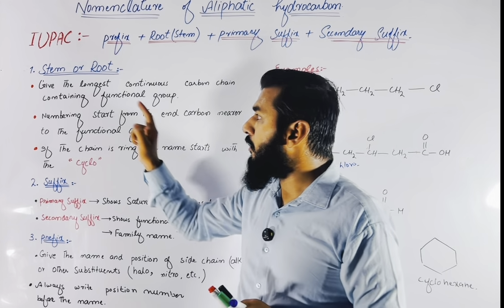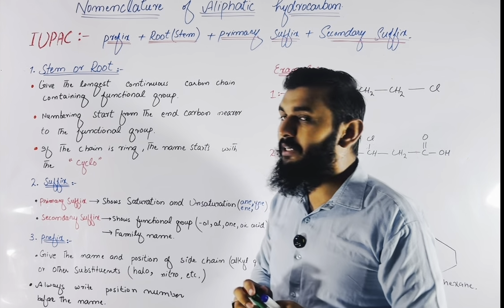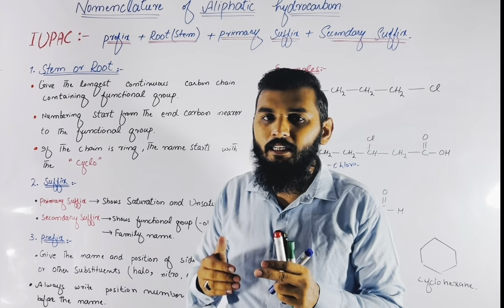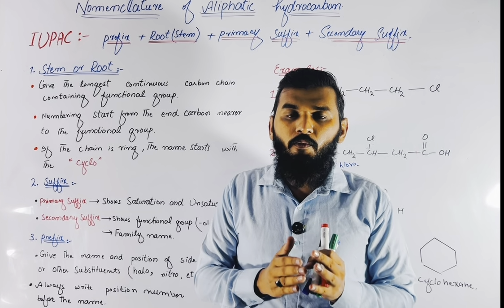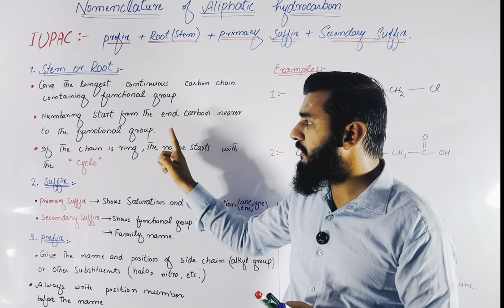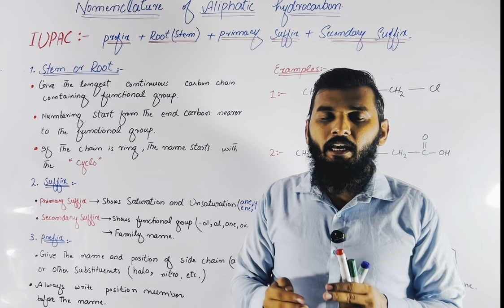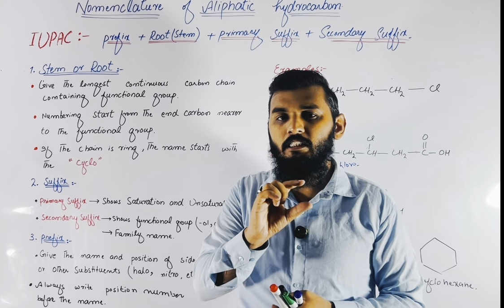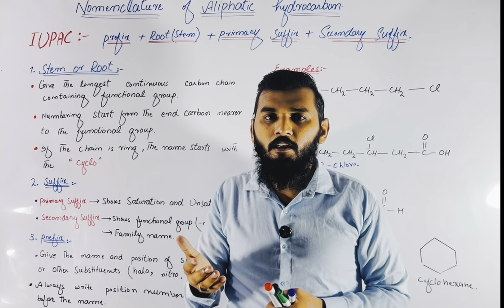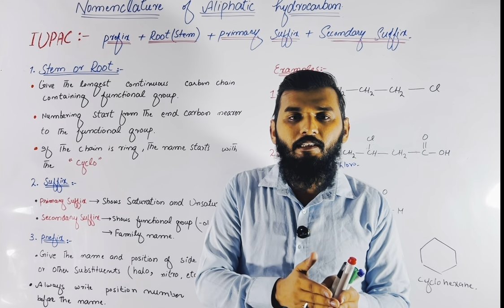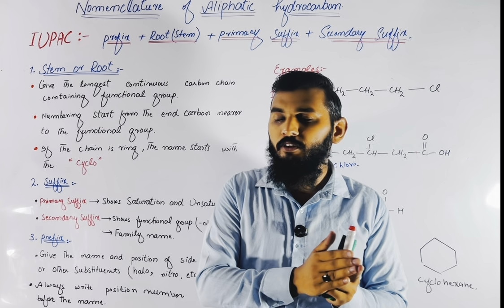First, we will discuss the stem or root. What does it tell us? It gives the longest continuous carbon-containing chain which has some functional group. Second point, numbering starts from the end carbon nearer to the functional group. Means the long chain, for example, consists of 5 carbons. So we will number the carbons starting from the carbon atom which is directly connected with the functional group.